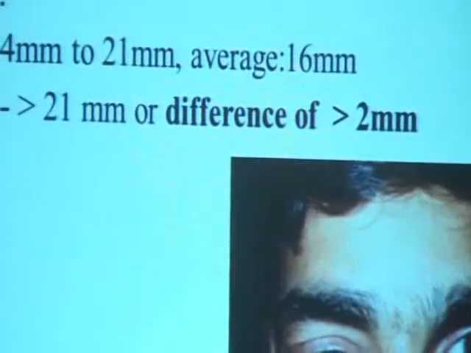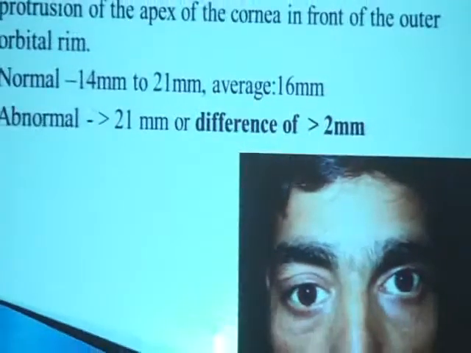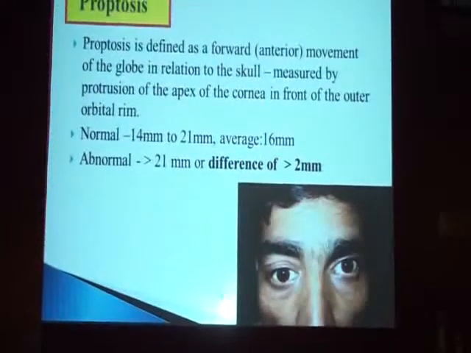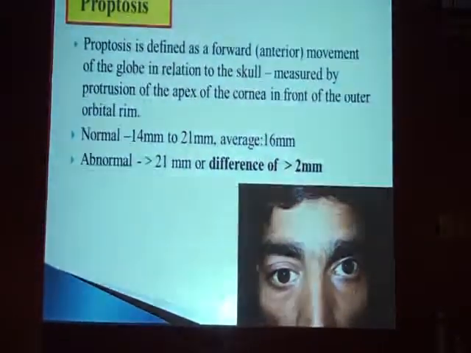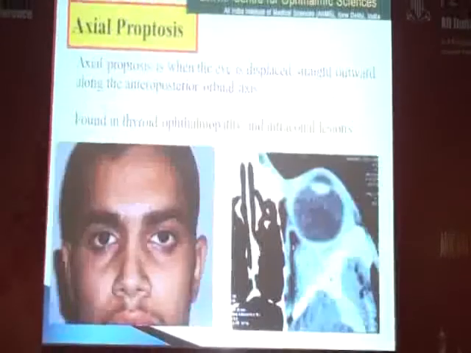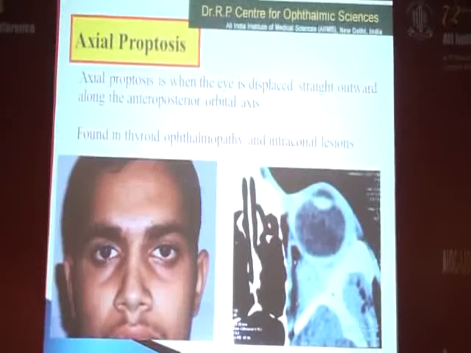Ultimately, all the patients will present with proptosis, which is a forward movement of the globe in relation to the skull, measured by protrusion of the apex of the cornea in front of the outer orbital rim. Normally, the protrusion would be around 14 to 21 millimeter, with an average of 16 millimeter in Indian eyes. If it is greater than 20 millimeter, or the difference between the two eyes is greater than 2 millimeter, then it is considered proptosis.